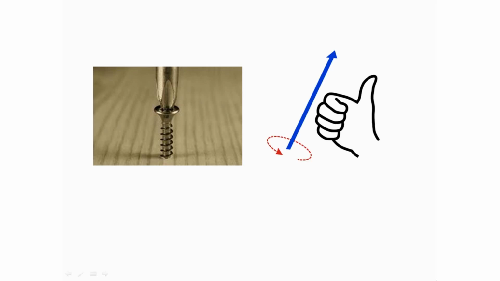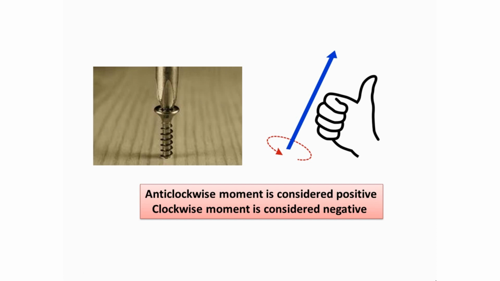Thus, this was given by the right hand thumb rule, where the curled finger denotes the direction of rotation of the body and the thumb denotes the direction of moment of force. Conventionally, anti-clockwise movement is considered positive and clockwise movement is considered negative.